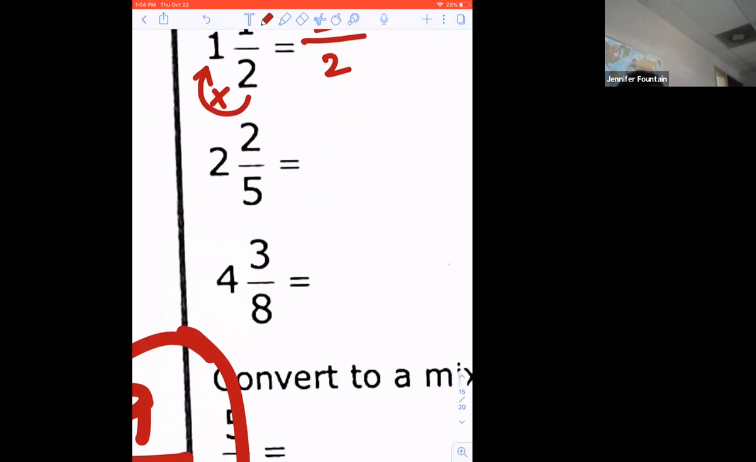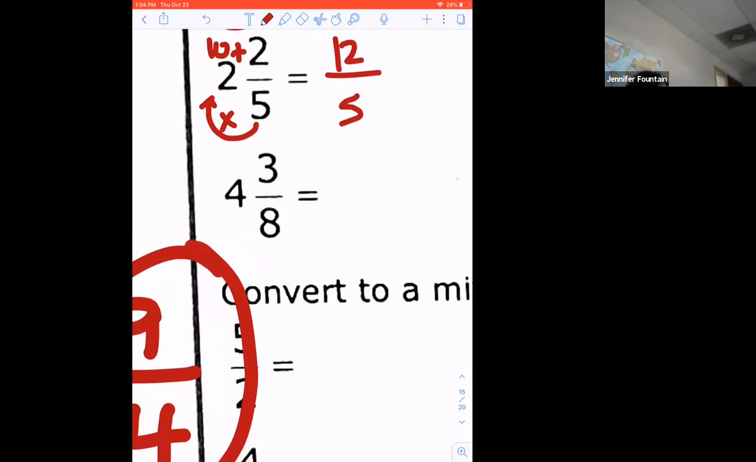So let's look at the next one. I start by multiplying 5 times 2, and that's going to give me 10. Now I do 10 plus 2, and that's going to be what? 12. And then what will my denominator be? 5. Go ahead and do the next one on your own. Think about what you need to do. Look at the examples we've just done. So 8 times 4, 32 plus 3 is 35 over 8.